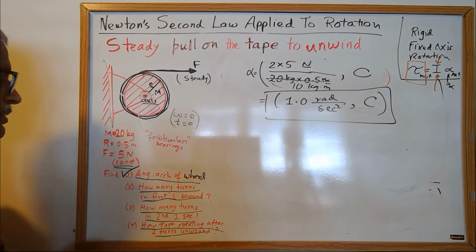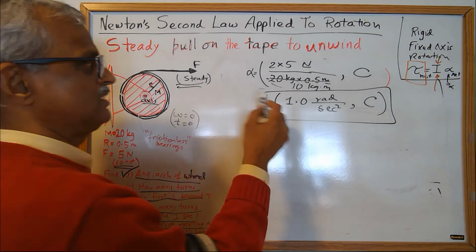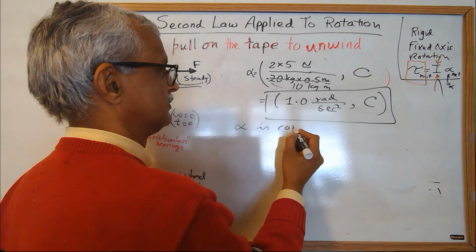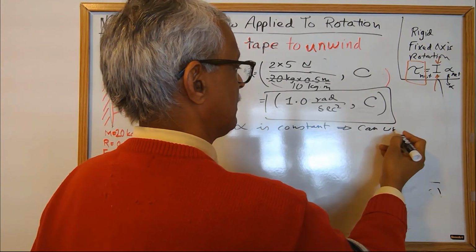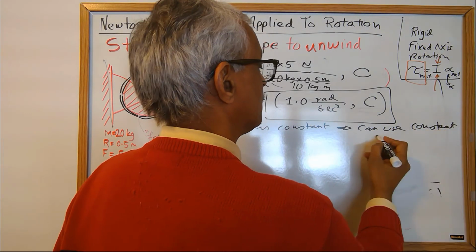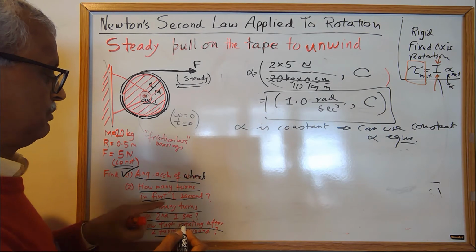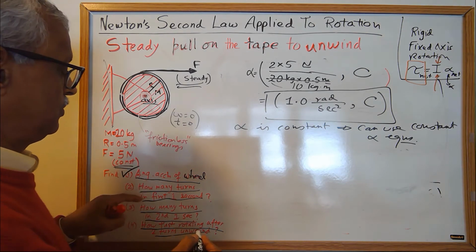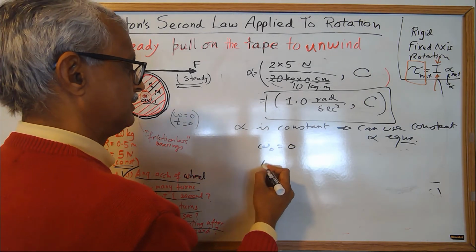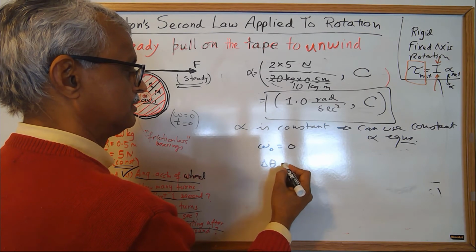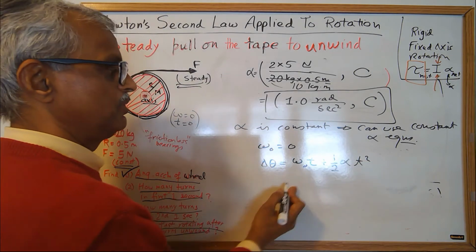So for the second one, we are going to use this: F is steady, alpha is constant. That means we can use constant alpha equations. And what are those? To get how many turns in 1 second, I don't need to know what the final speed is. So omega at 0 is 0, and if I use delta theta equals omega 0 t plus half alpha t squared, I would be okay.